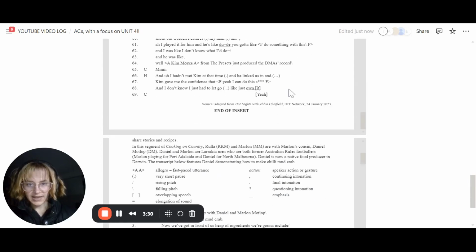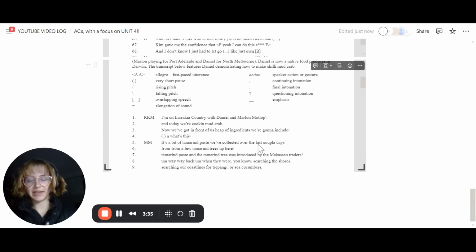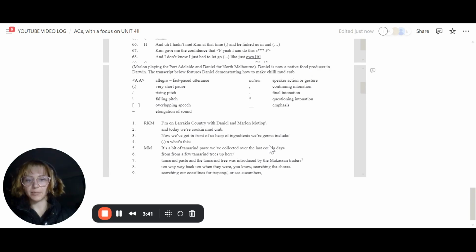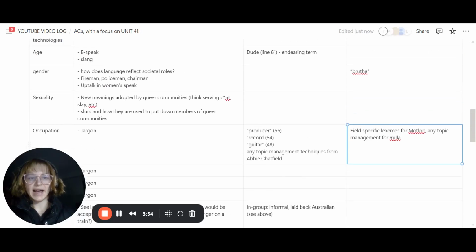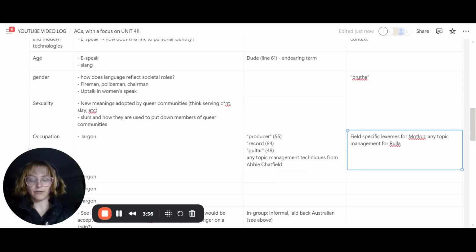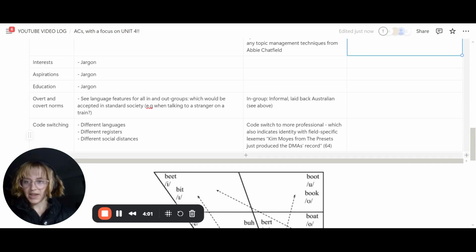And Rulla is the host. So again, same thing with Abby Chatfield, right? Any sort of topic management or floor managing techniques are going to be part of his occupation. And you should probably spend quite a lot of time delving into things like that, with rising intonation to hold the floor, falling intonation to pass the floor, that sort of thing, in terms of the relative roles of everyone in the text. But yeah, that's going to be really it.